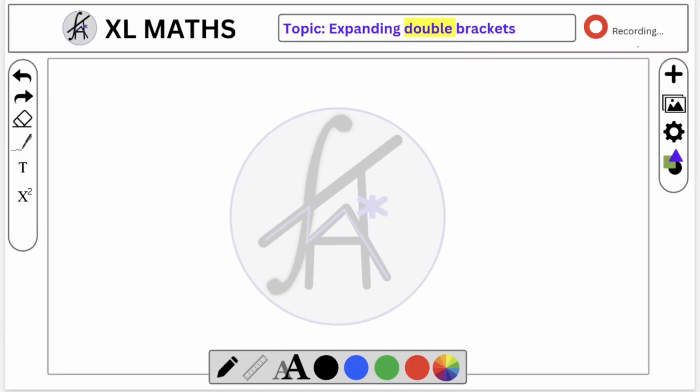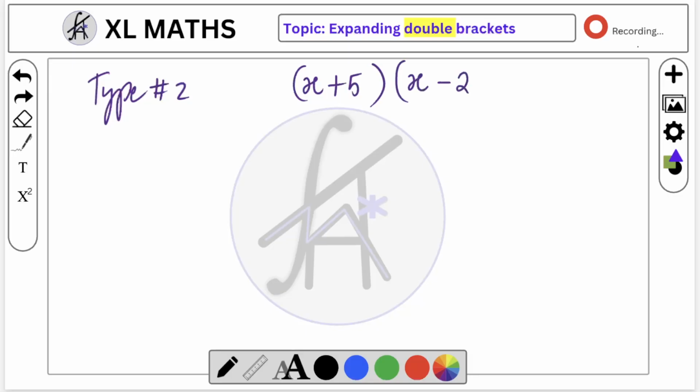So second lesson, that means the second type we're going to be discussing. And what the second type is, type 2, that says you have first bracket positive x plus 5 but the other bracket negative x minus 2. So how to solve this out? What we did earlier, we will be having the same method applied.